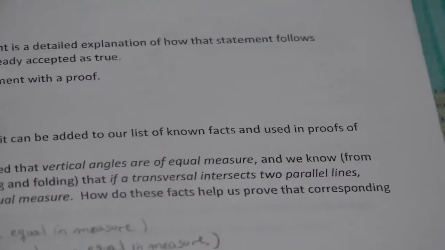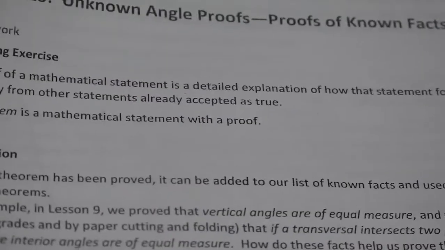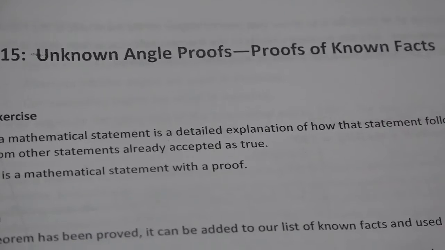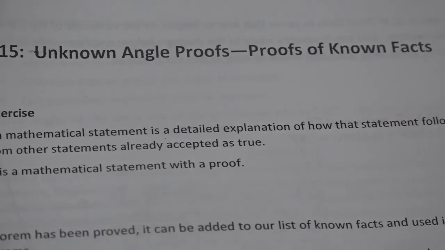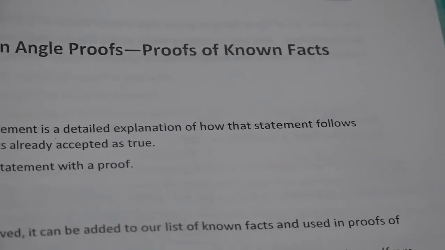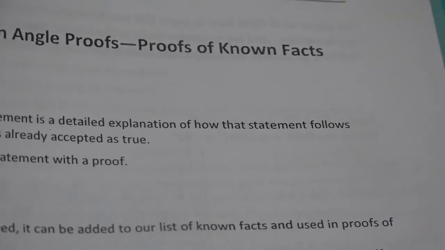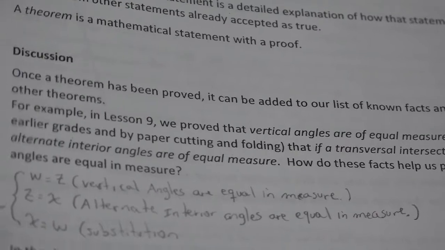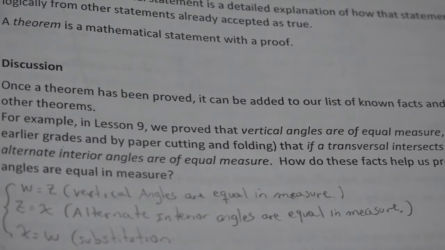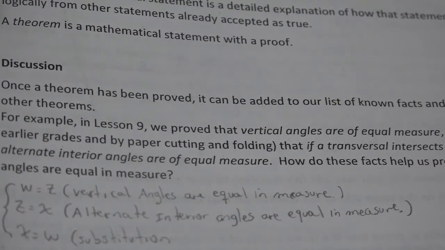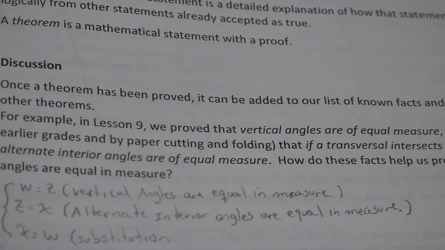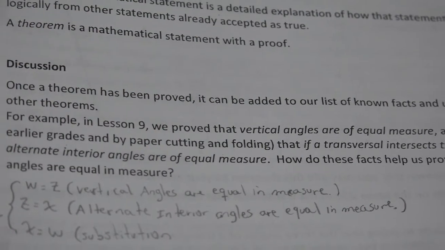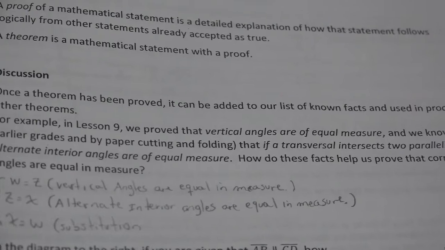Beautiful. Let's start lesson 15. It says unknown angle proofs of known facts. So we're going to be proving things, but first we have to have some facts. Remember, once a theorem has been proven, it can be added to our list of known facts and used in proofs of other theorems. Okay?